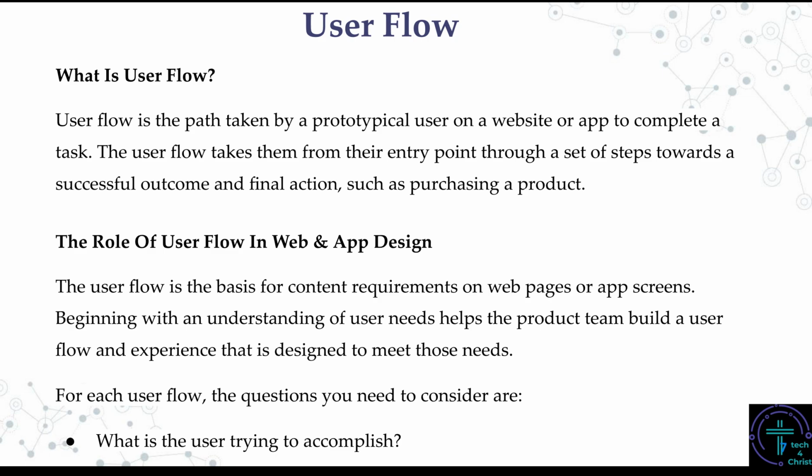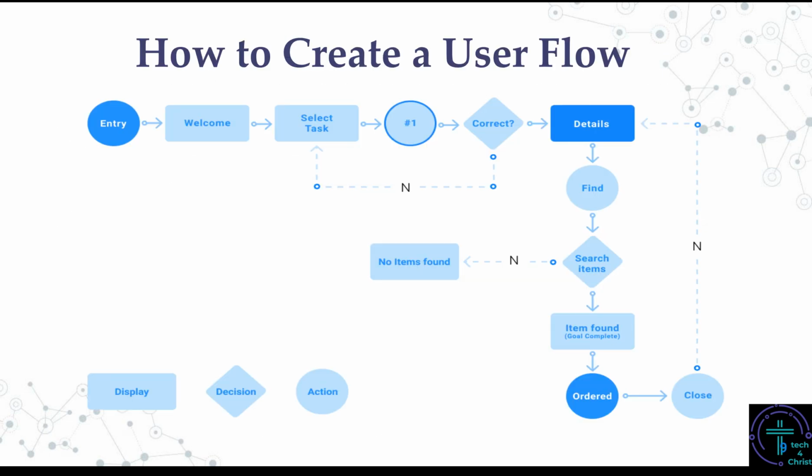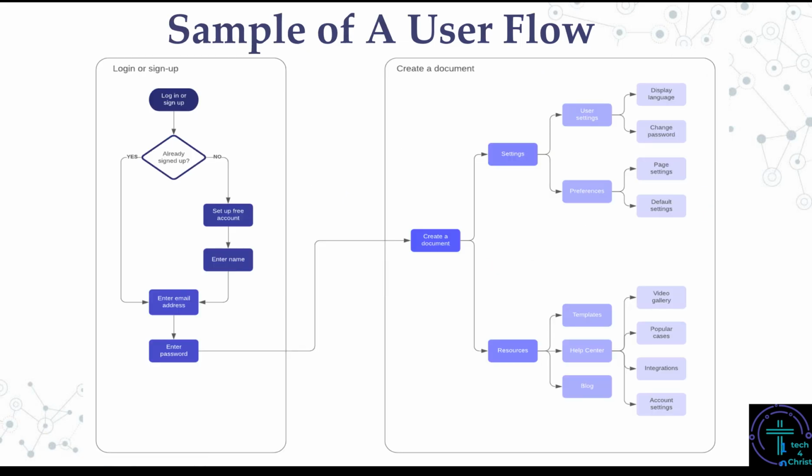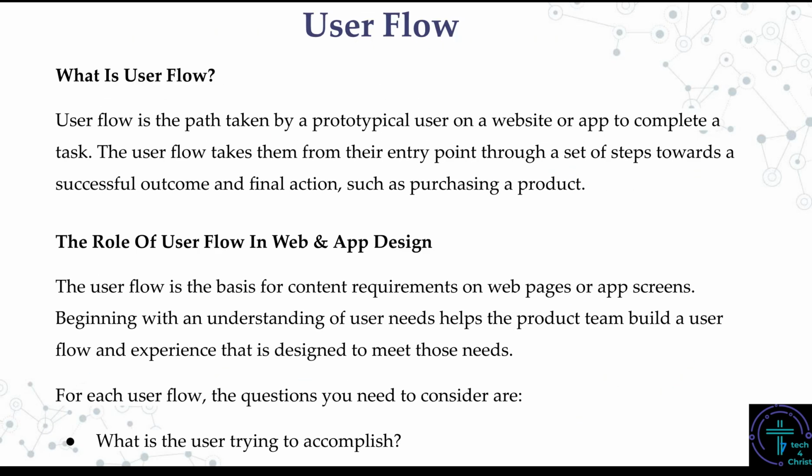Before we proceed, let's have a pictorial view of what we want to study, so we can actually get what we have. Okay, this is how a user flow looks. A sample of a user flow. It's just using shapes and lines to link and connect what we have. Alright, user flow is the path taken by a prototypical user on a website or app to complete a task. The user flow takes them from their entry point through a set of steps towards a successful outcome and final action, such as purchasing the product.